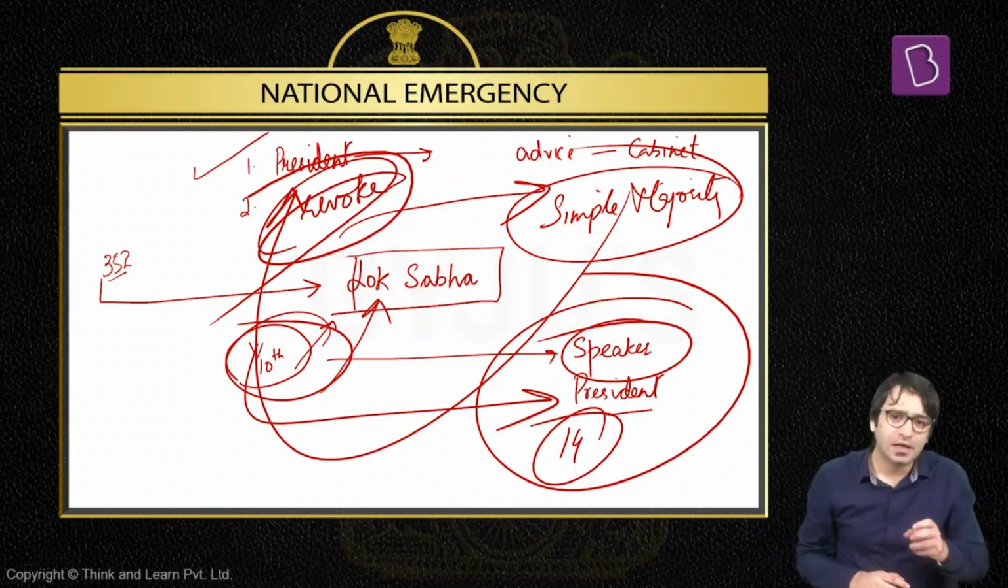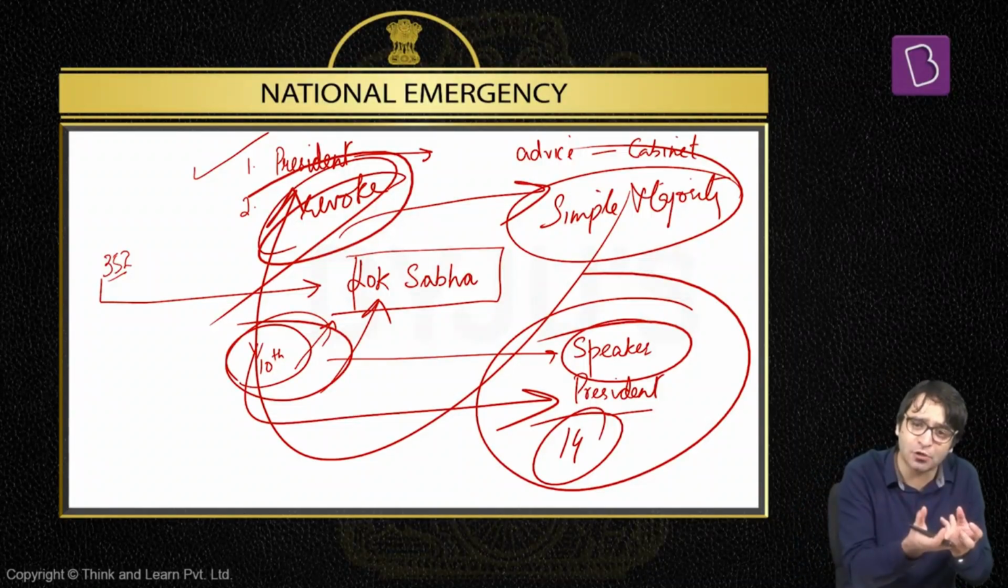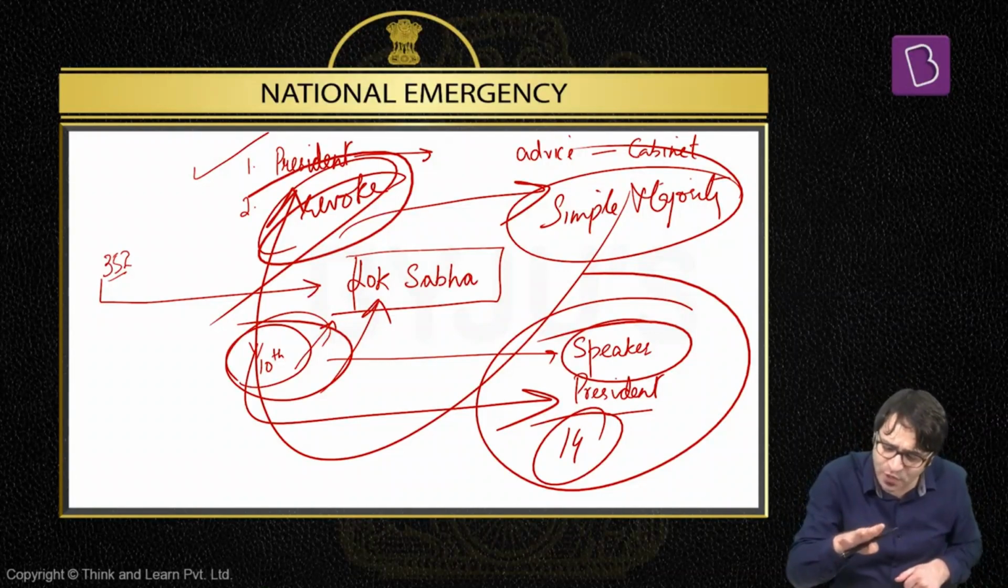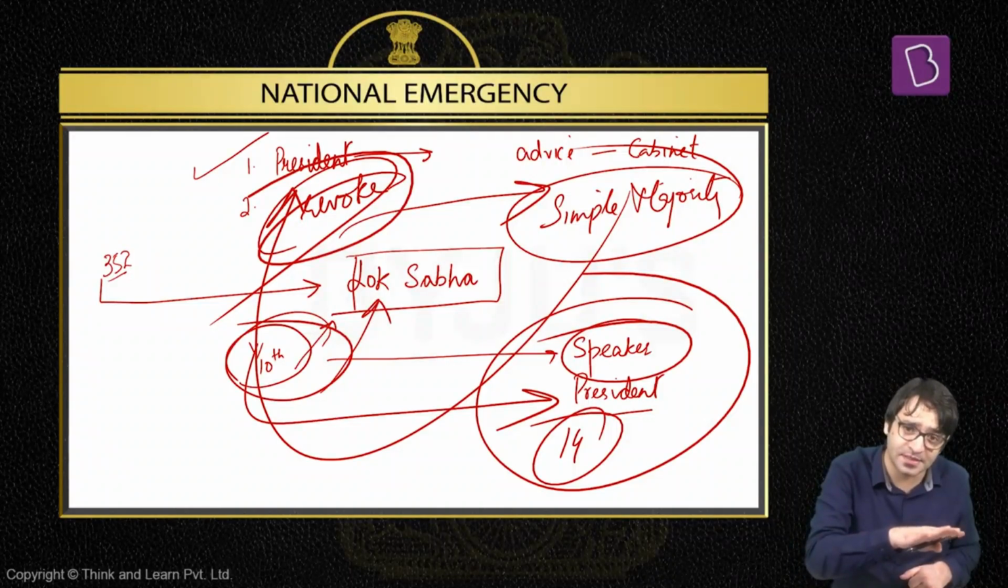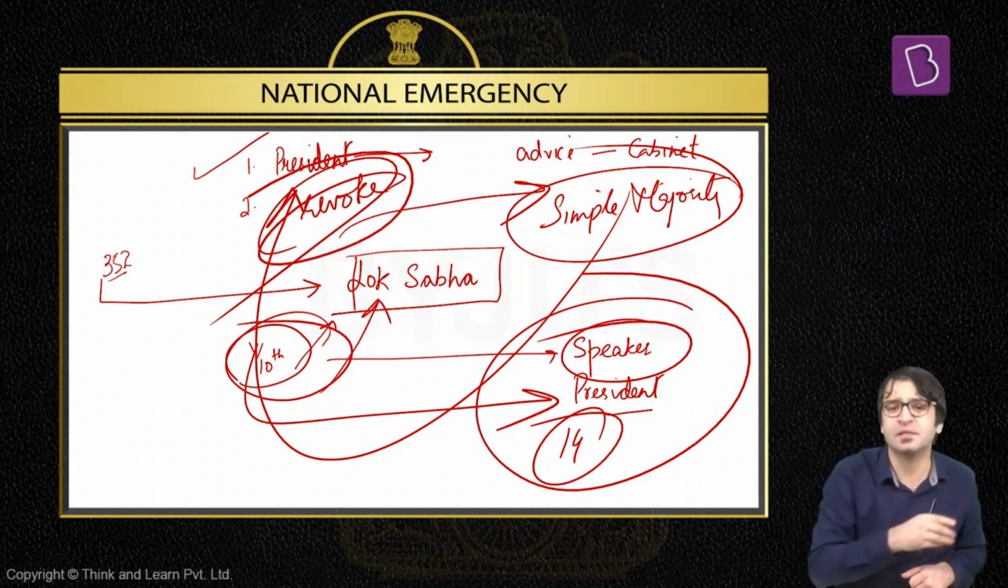But the bigger question is, what exactly happens because of national emergency? We say national emergency is a provision which transforms our federal constitution into a unitary one. That's why we say our constitution is amphibian in character. Sometimes it behaves as if it's purely a federal constitution, but in abnormal circumstances, it transforms itself and becomes a unitary constitution. What exactly happens because of this national emergency?